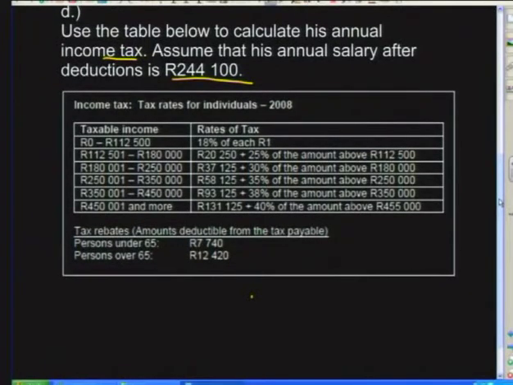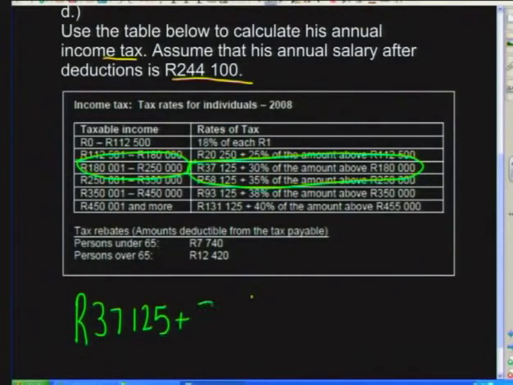So we're going to look at this table and we're going to first see where he falls into this table. So I'm going to use the green. I need to find 244,100, and that is in this bracket here, between 180,000 and 250,000. So he is paying this value there. So he's going to be paying, let's write this out, 37,125 plus 30% of the amount above 180,000.